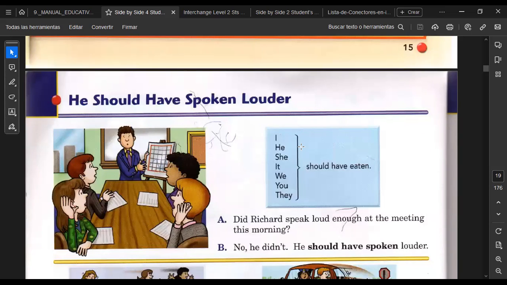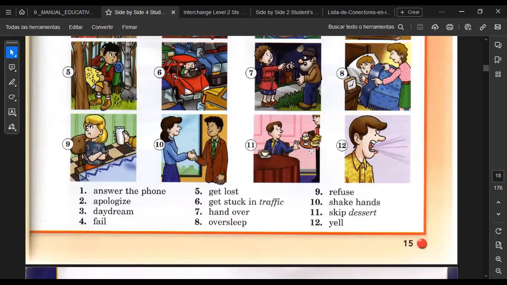Okay, now, yes, Jose Alejandro? Teacher, hangover is like a resaca también. Ah, no, pero es at the end. It's different. Hangover is U-N-G. Yes, hangover. Yes, es la resaca. Okay. Yeah, have you ever had a hangover?